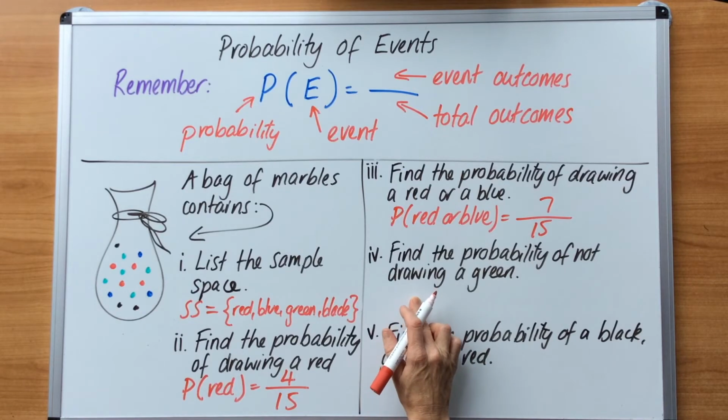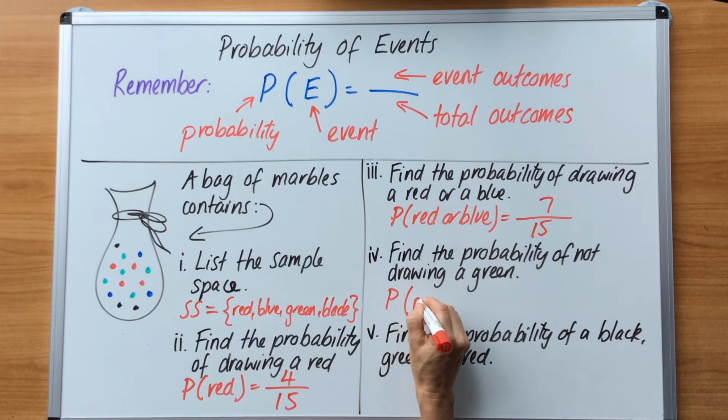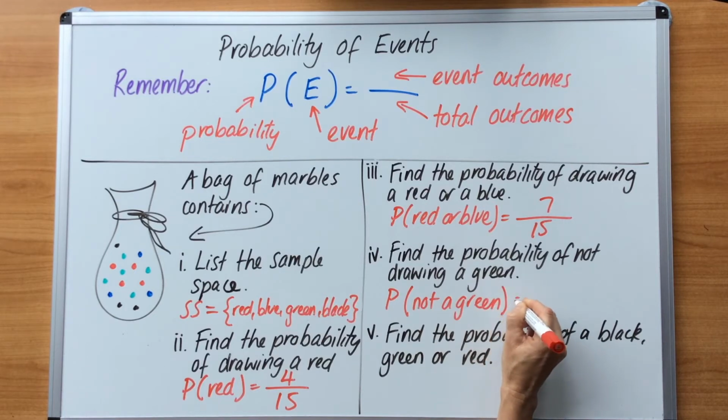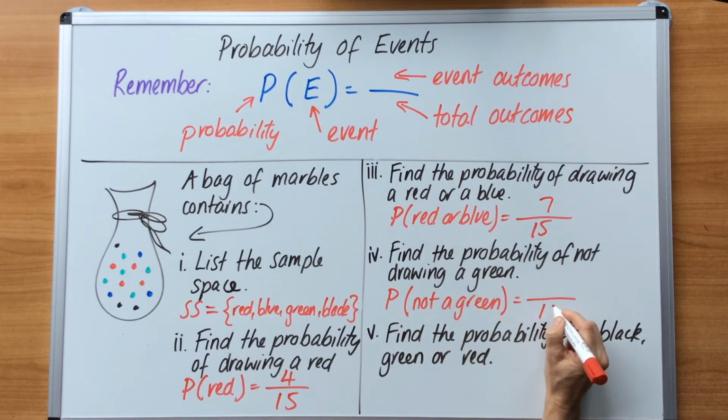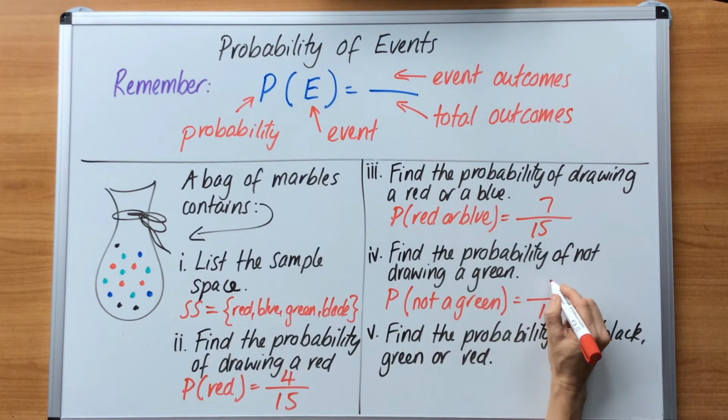This question here says find the probability of not drawing a green. So we don't want a green. So P bracket not a green bracket equals fraction line. We know that there are 15 marbles, so we put 15 down there. And then we look at counting all of the other marbles that are not green. So blue, black and red, and there are 10 of those.